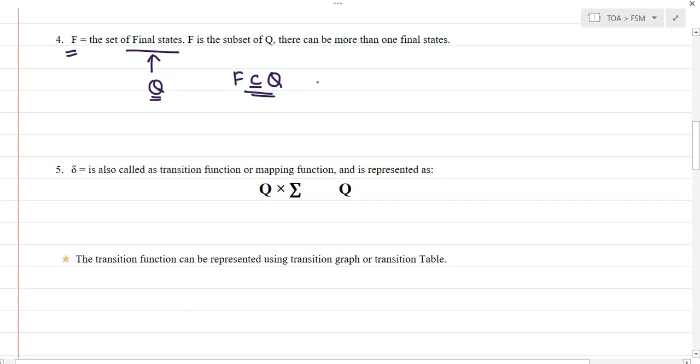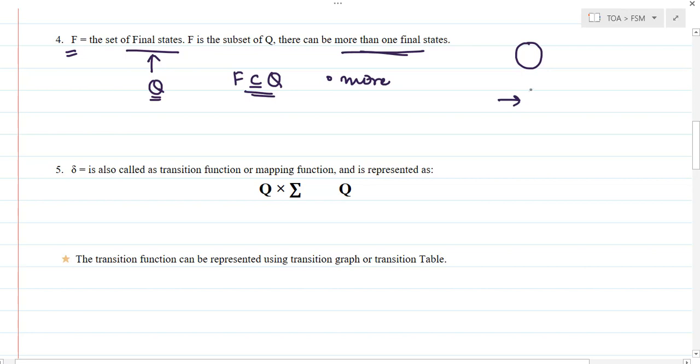And here we have only one initial state, but we can have more than one final state. Fine. So the question is, how are we supposed to know which state is the final state? The final state is represented by a double circle. For a normal state we have a single circle.